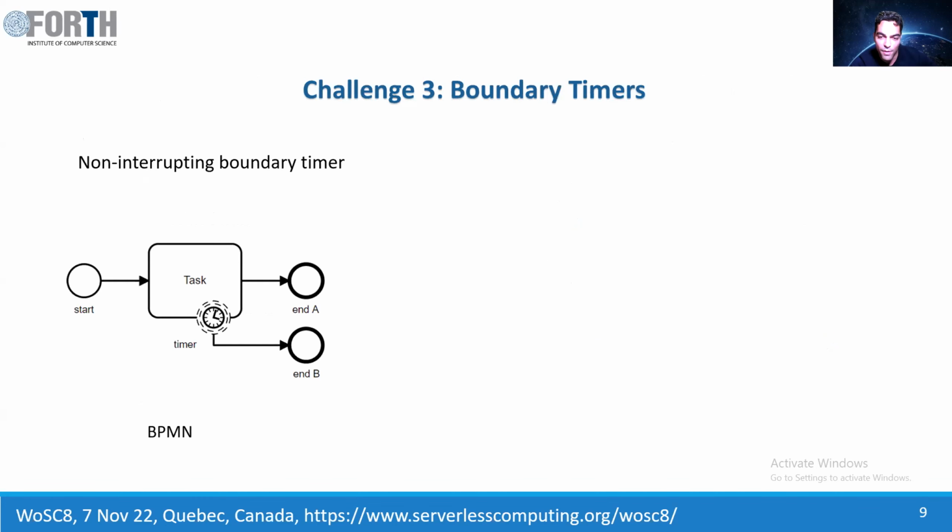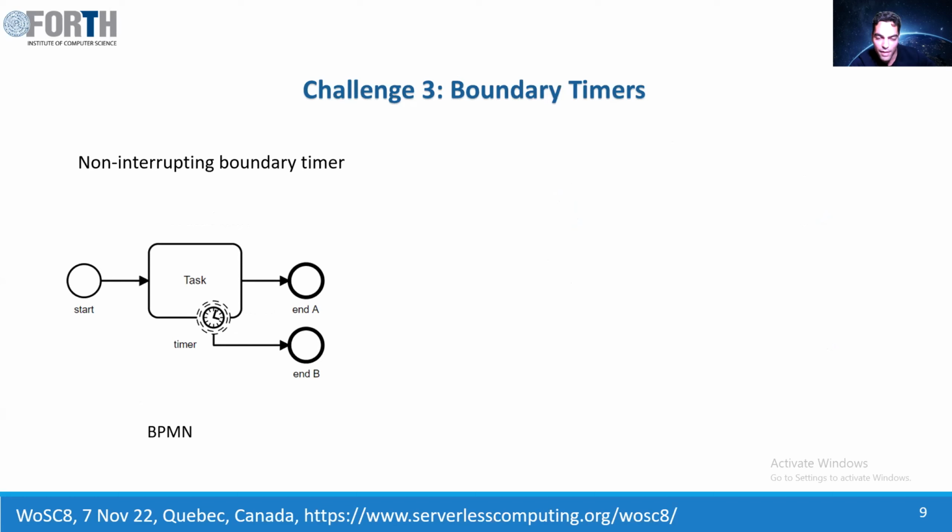As challenge number three, we have more complex BPMN representations, the boundary events. Let's see this example where we have one boundary non-interrupting timer. This timer will be triggered as soon as the task initiates, and we will get the end state B only if the task has exceeded the expected processing time. We do not know how to implement boundary timers yet.